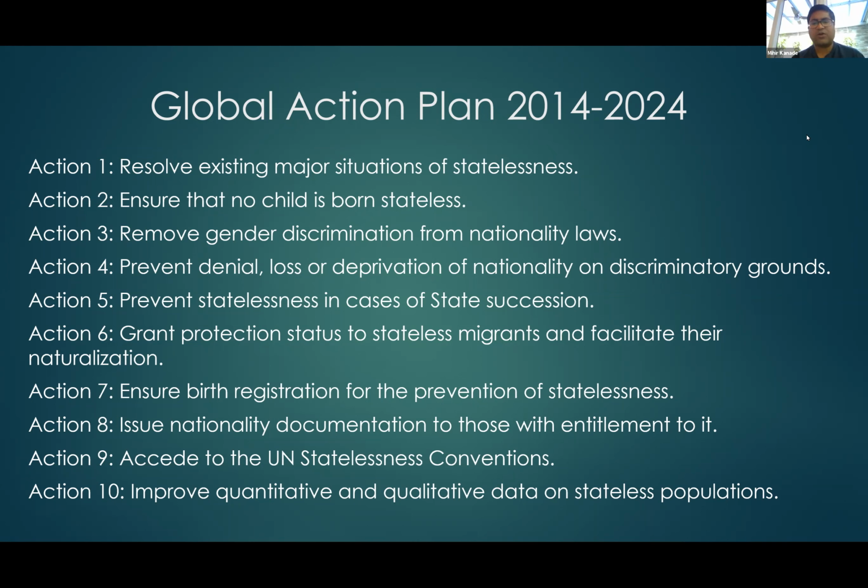Number eight, issue nationality documents to those with entitlement to it. Number nine, accede to the UN statelessness conventions. Number ten, improve quantitative and qualitative data on statelessness populations. Because as I pointed out, we are really shooting in the dark with relation to the scale of the problem of statelessness, because we are working with approximations of 10 to 13 million. We really don't know what the actual scale of statelessness around the world really is.